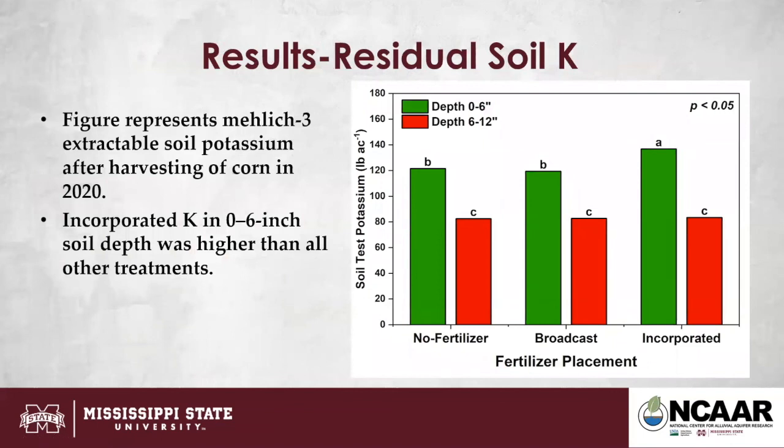This graph shows the residual soil potassium, and we collected this data in fall 2020, after harvesting of our corn crop. In this figure, on the x-axis we have fertilizer placement: no fertilizer, broadcast, and incorporate. On the y-axis we have soil test potassium. And there are two depths. Green color is from 0 to 6 inches, and red color is from 6 to 12 inches.